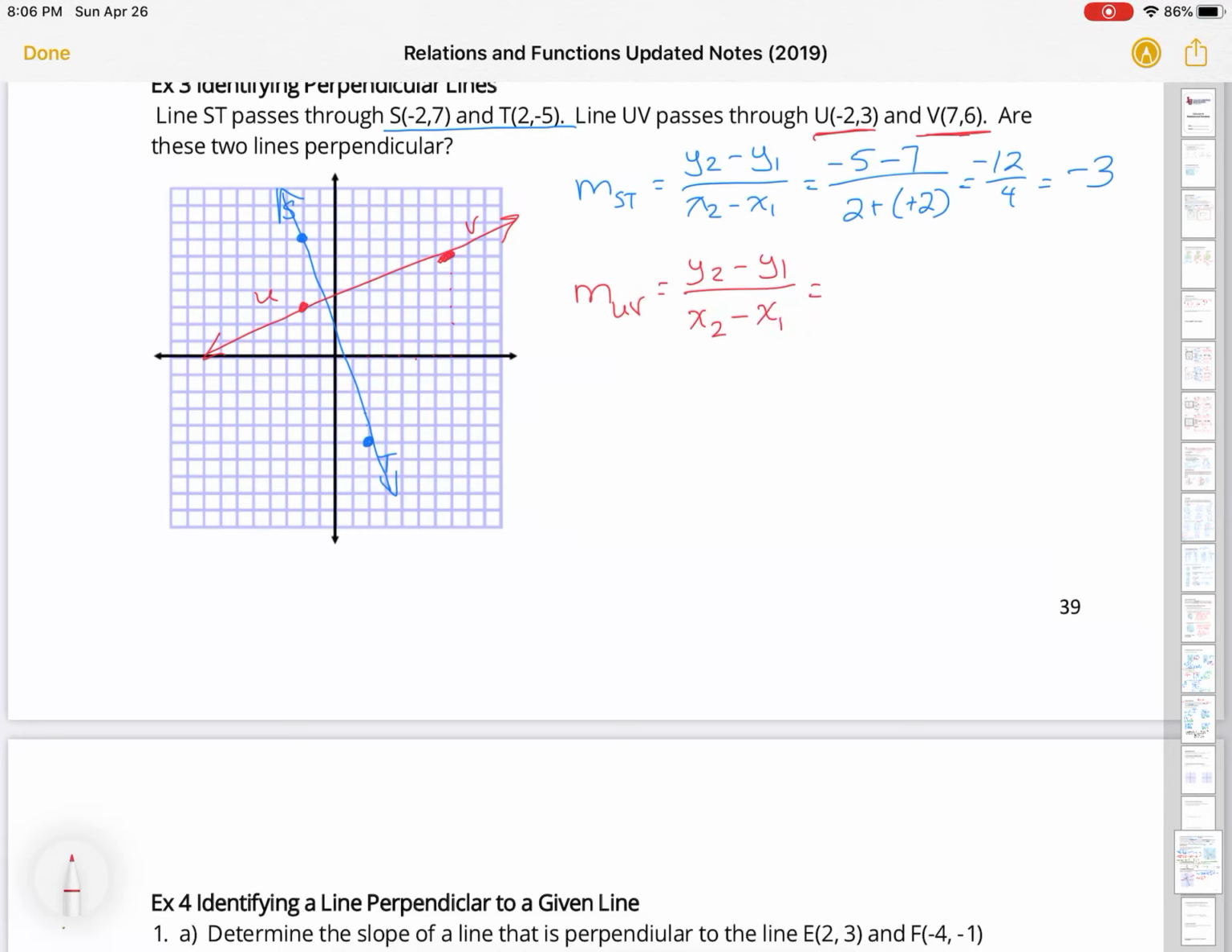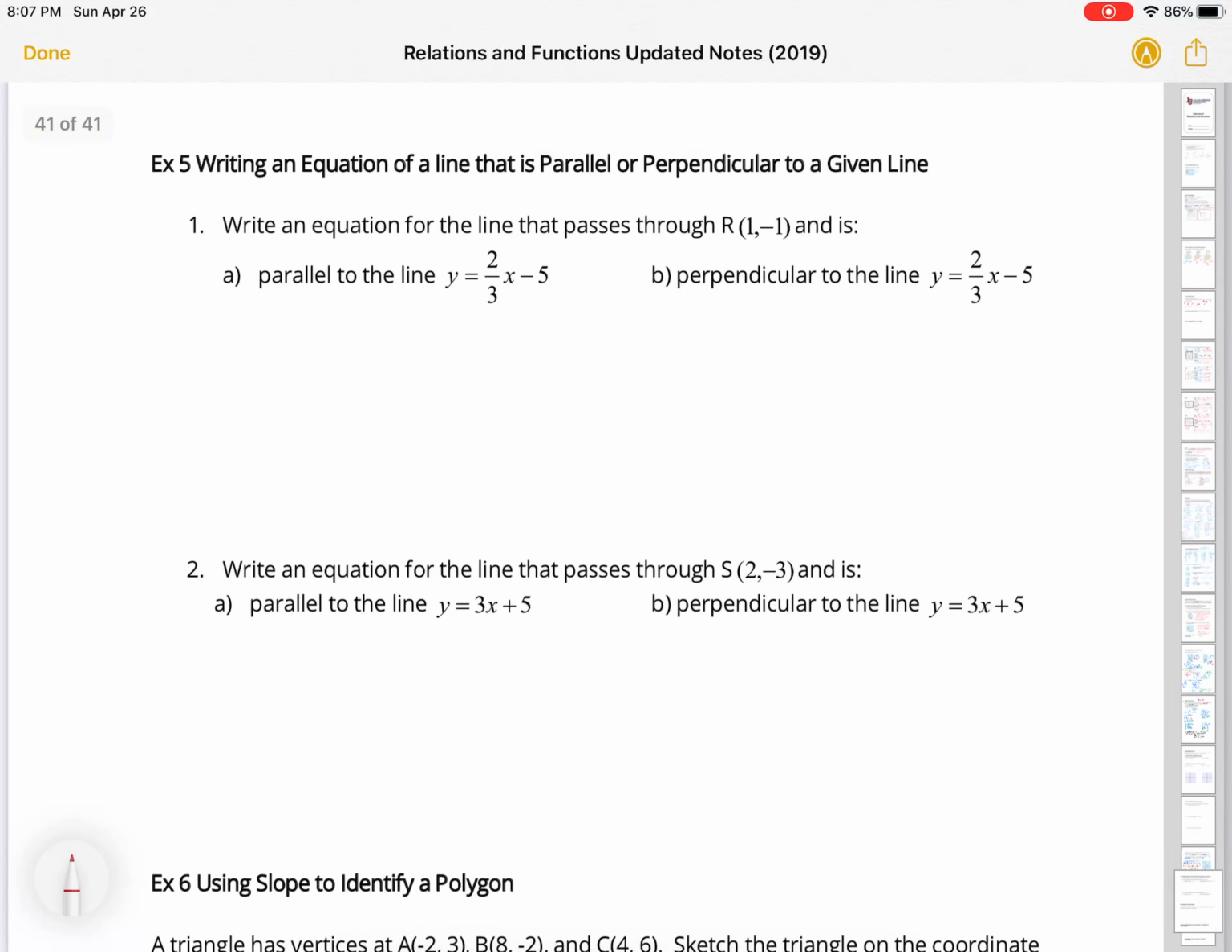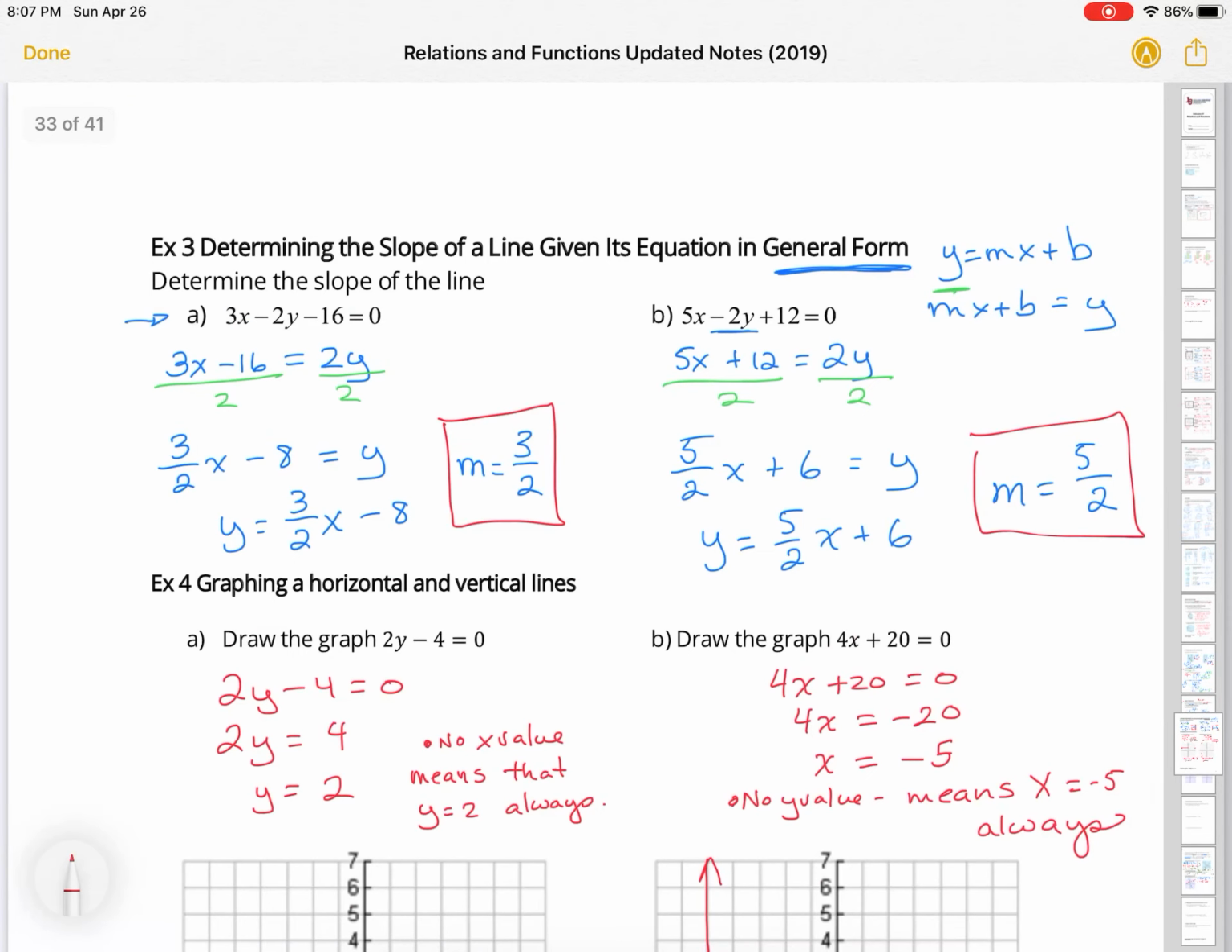So y2 minus y1 over x2 minus x1. So U is 6 minus 3 for our y's, and 7 minus a -2 for our x's.